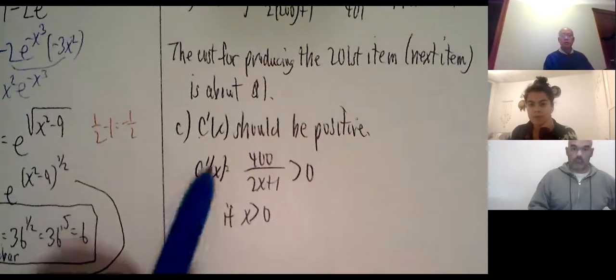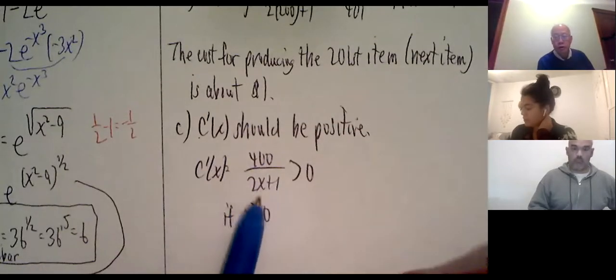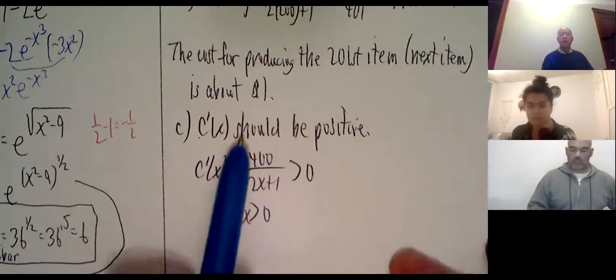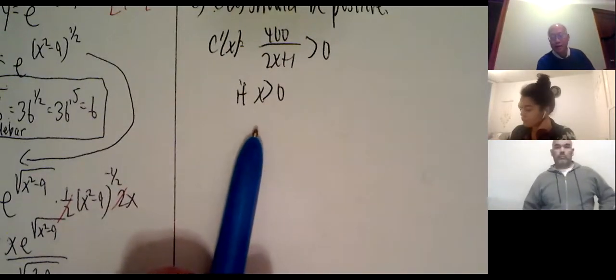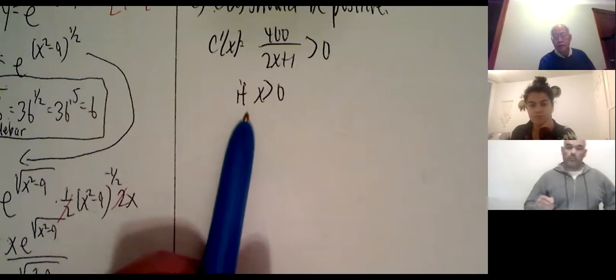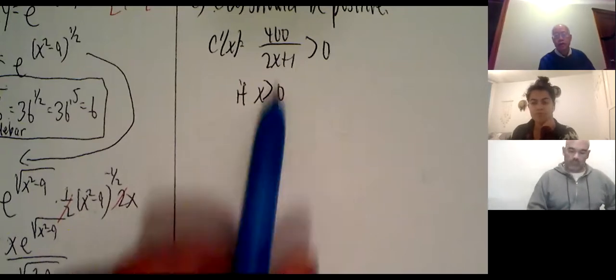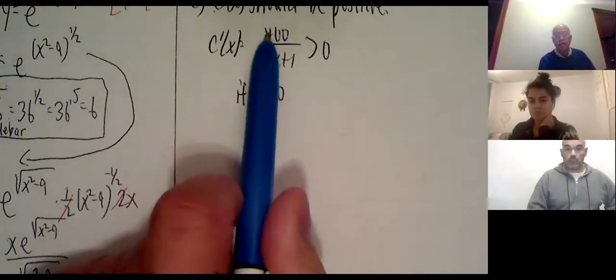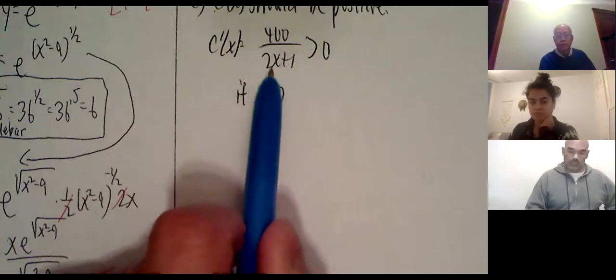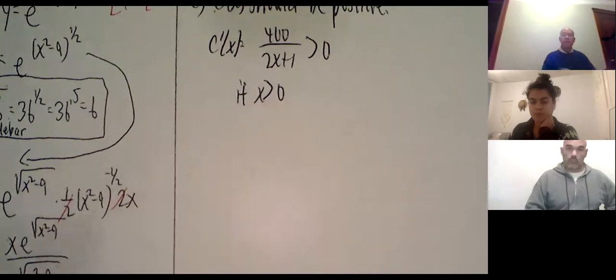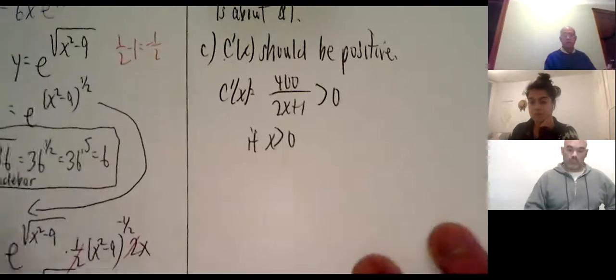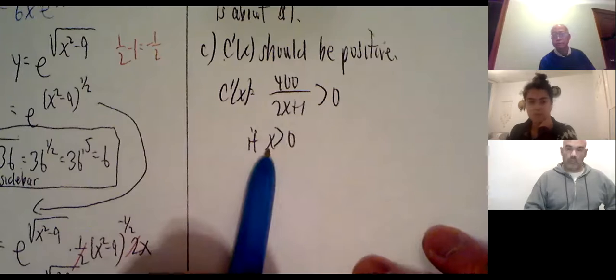And let's look at the marginal cost function. 400 over 2x plus 1, that is positive if x is positive. And we're only talking about positive quantities, right? Whatever we're producing, it's a positive quantity. We're not selling -5 items, right? We're selling a positive quantity. So if x is any positive, 400 is positive. 2 times a positive plus 1 is positive. Positive divided by positive is positive. So C prime of x has to be greater than 0.